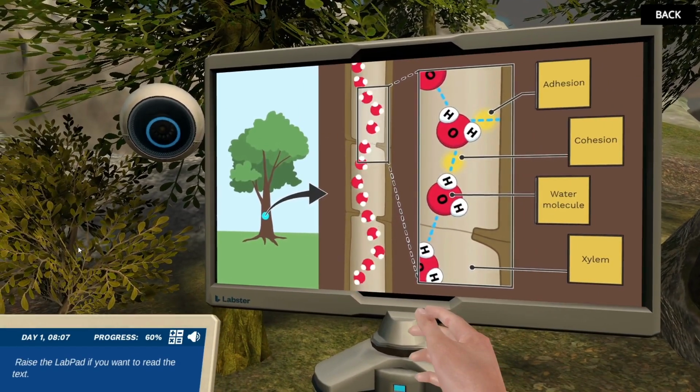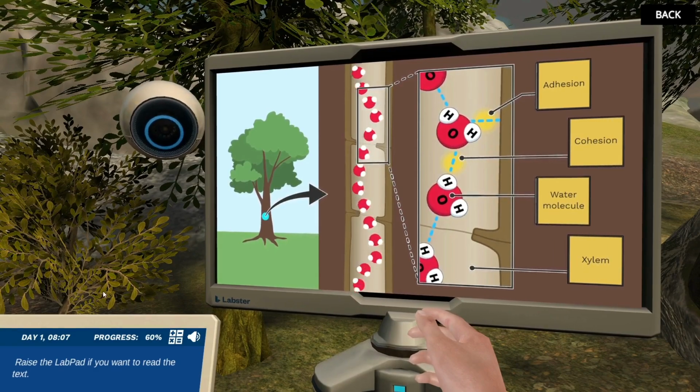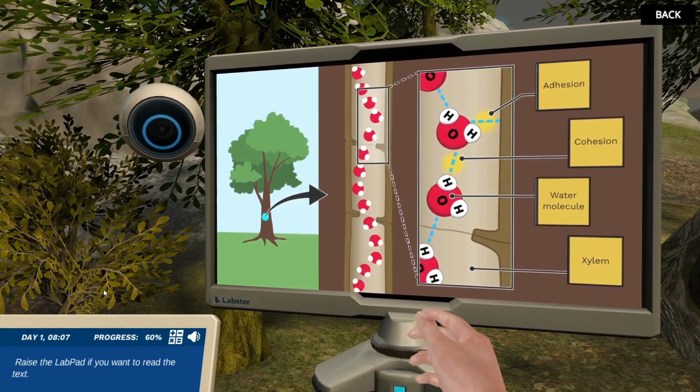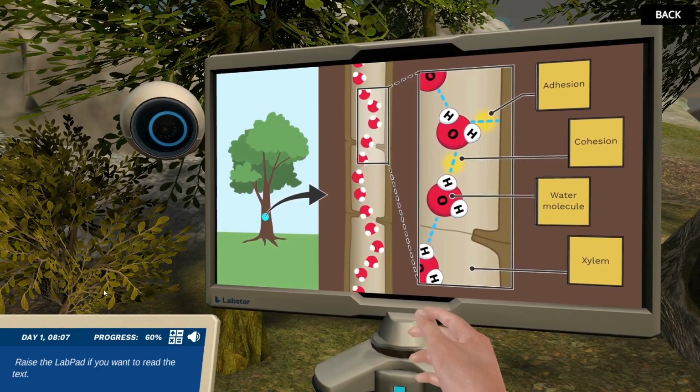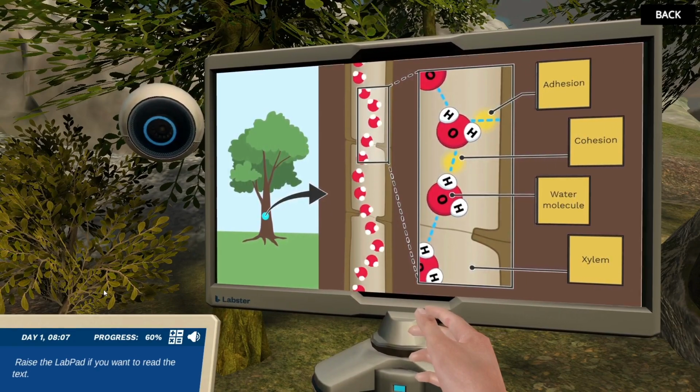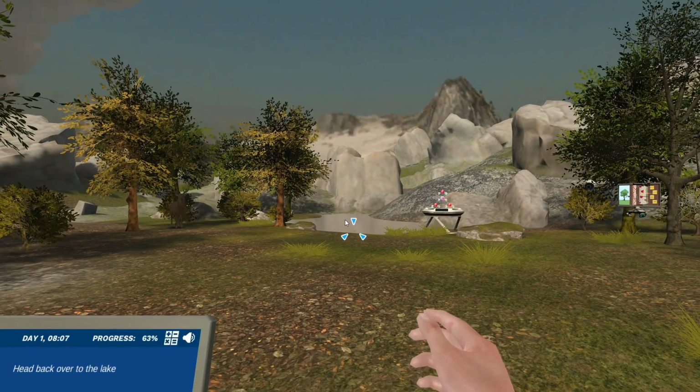I think it is interesting to note how molecular phenomena on the smallest scale can have an effect on the human scale and the very existence of life. Are you ready to learn more about the properties of water? Head back over to the lake.